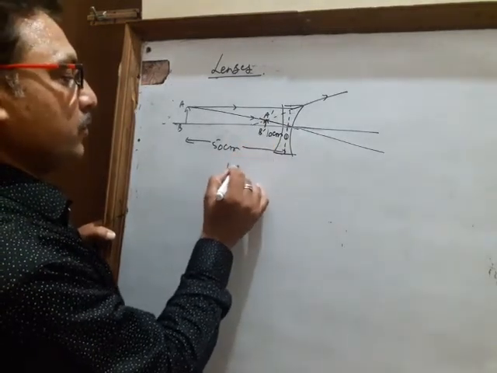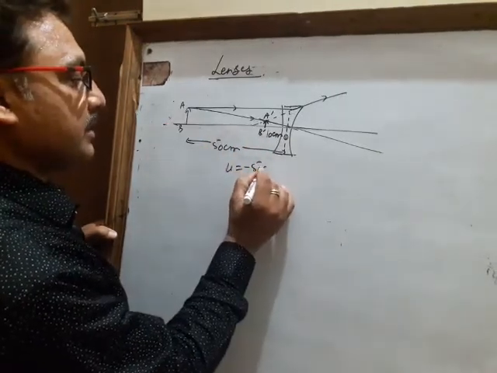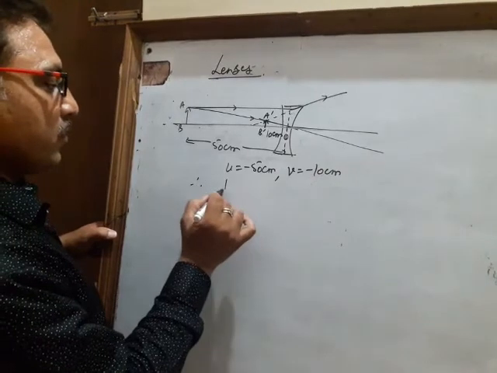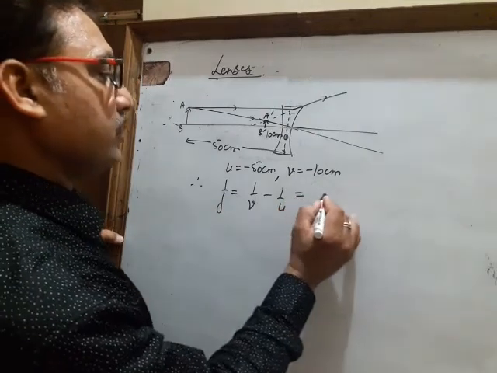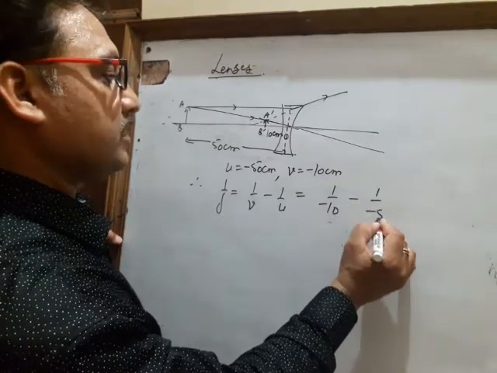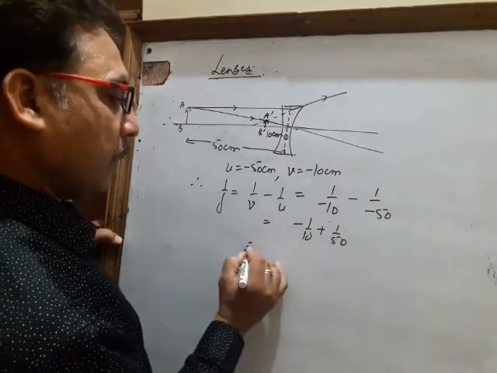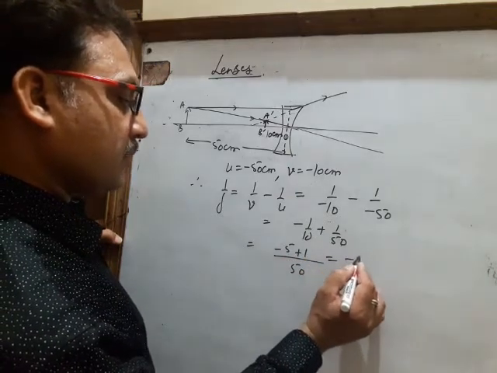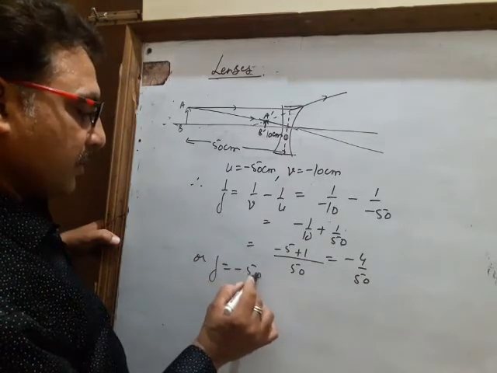So what is U? This is the object, so minus 50 centimeter. What is V? V equal to minus 10 centimeter. Therefore 1 upon F equal to 1 upon V minus 1 upon U. So this is equal to 1 upon minus 10 minus 1 upon minus 50, equal to minus 1 upon 10 plus 1 upon 50. This is minus 5 plus 1, means minus 4 upon 50, or f equal to minus 50 upon 4.